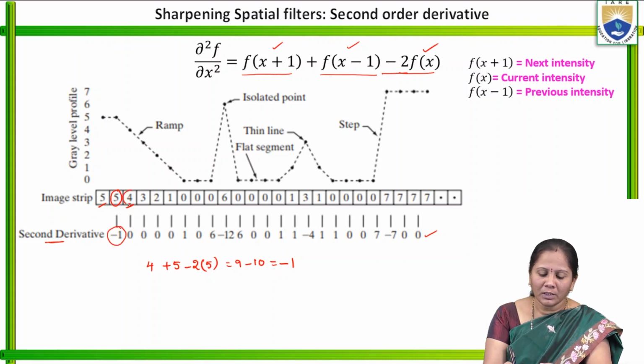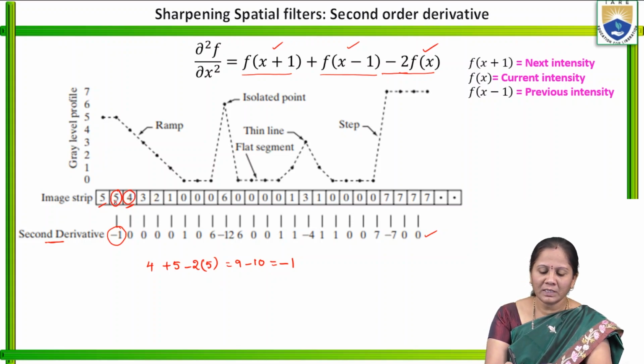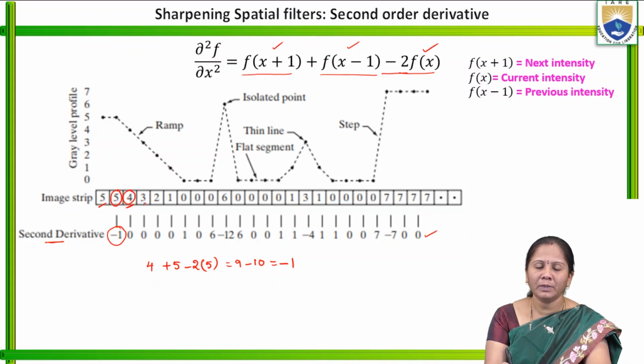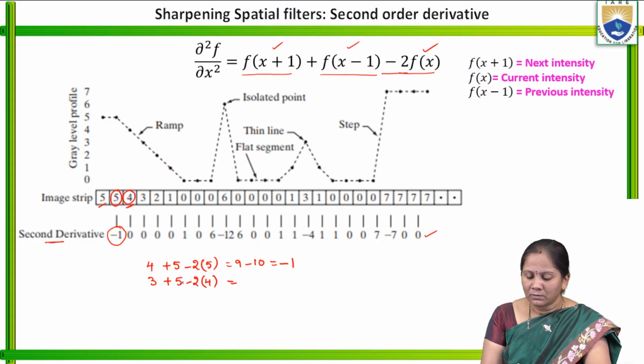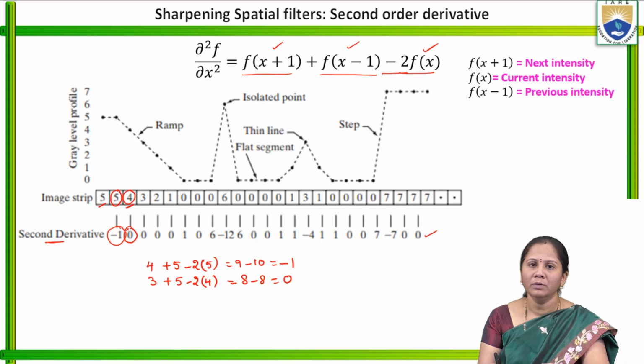Now considering this 4 as the current intensity, the previous intensity will be 5, and the next intensity will be 3. So next intensity 3 plus previous intensity 5 minus 2 into f(x), the current intensity, which here is 4. 8 minus 8, the value will be equal to 0. So here we got the value 0.